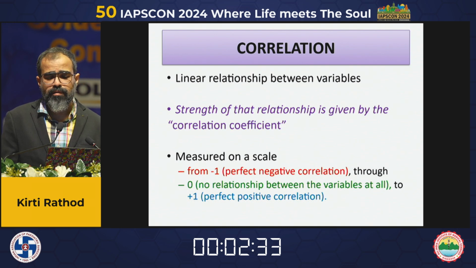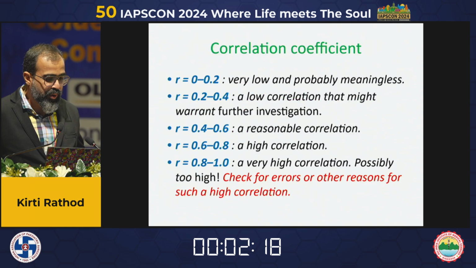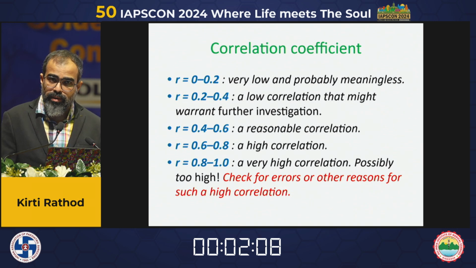Correlation we hear in a lot of studies. Correlation is the strength of a relationship given by the correlation coefficient. It can be from -1, which is perfect negative correlation, to +1, which is perfect positive correlation. So these are the R values which you get when we talk about correlation. If it is very high, from 0.8 to 1, which is nearly impossible in scientific data, you should check for errors and whether the data is proper.